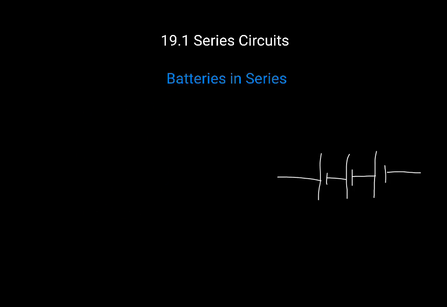Now, when we have batteries in series, as we mentioned briefly before when talking about the multi-cell battery, we just add the voltages of all of the batteries together. So in this problem on the right, we have a 1 volt, a 2 volt, and a 3 volt cell in series. We just add them all up. 1 plus 2 plus 3 gives us 6 volts total. So this whole battery of 3 cells gives us 6 volts.